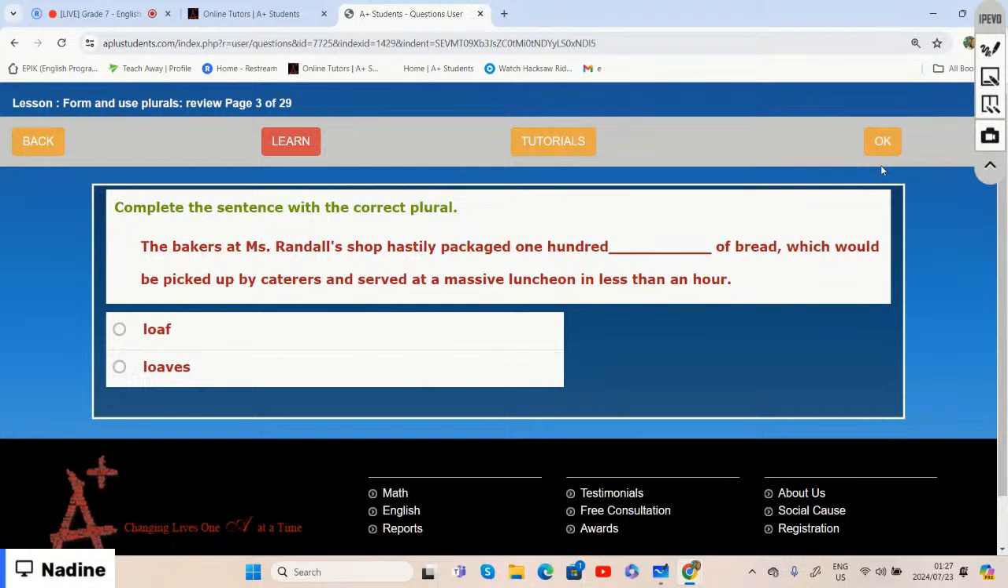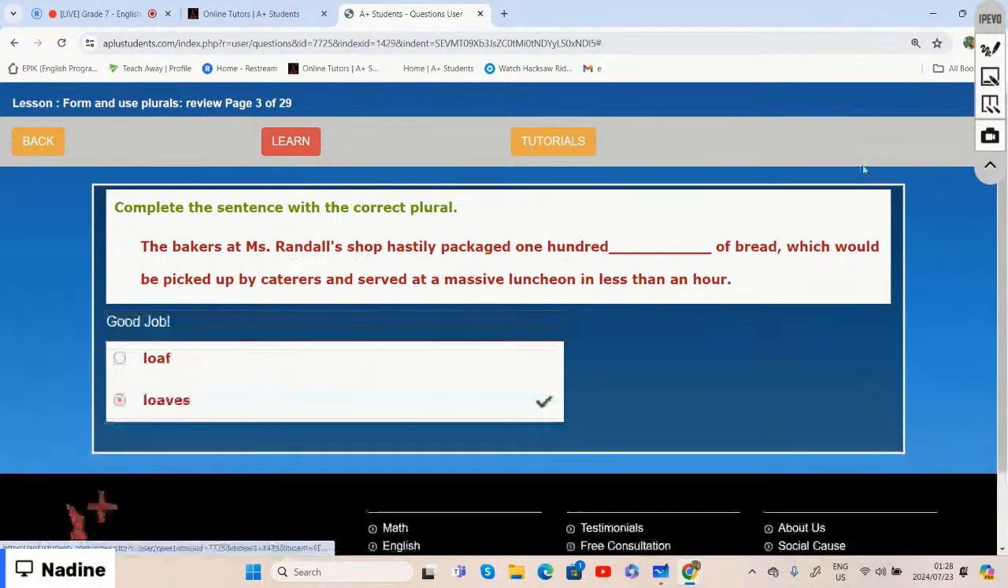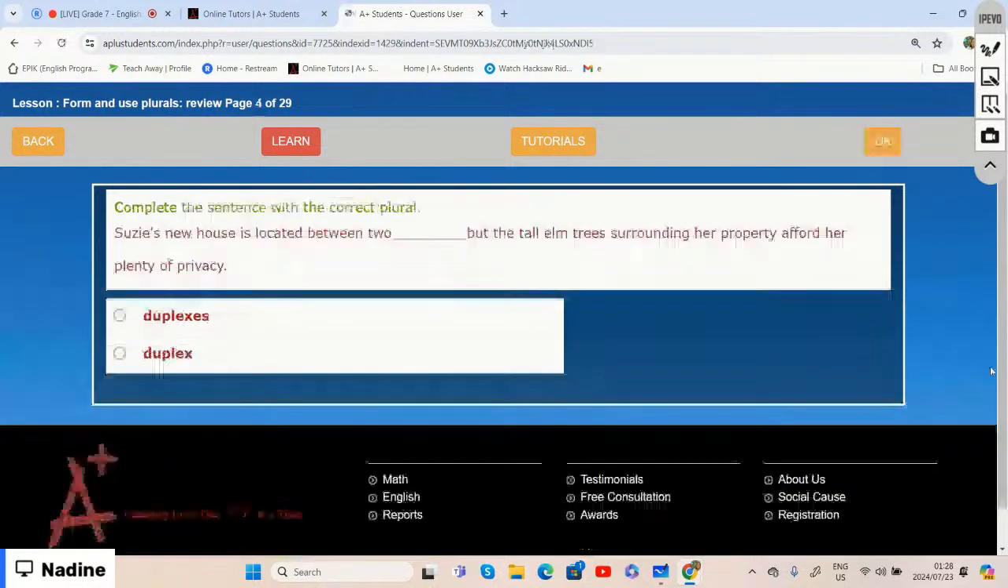All right, so if we were to choose the correct plural, remember loaf refers to one loaf, but if you refer to more than one loaf, then it is loaves. So we say that the bakers at Mr. Randall's shop hastily packaged 100 loaves of bread. So well done. Loaves is correct.